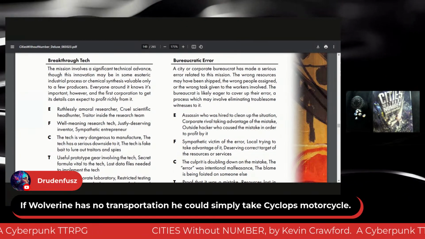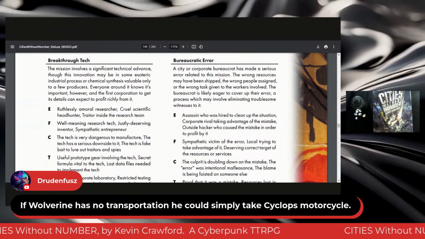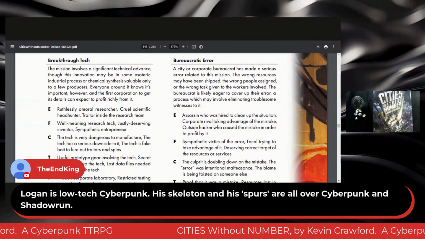The End King says Logan is low tech cyberpunk. His skeleton and his spurs are all over cyberpunk and Shadowrun. They sure are. That's pretty funny, but yeah, you're absolutely right.